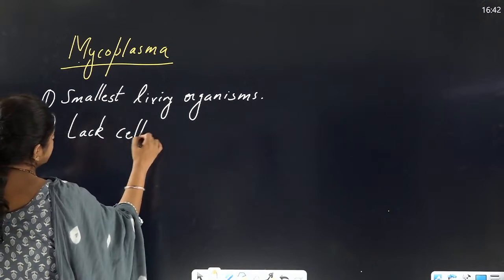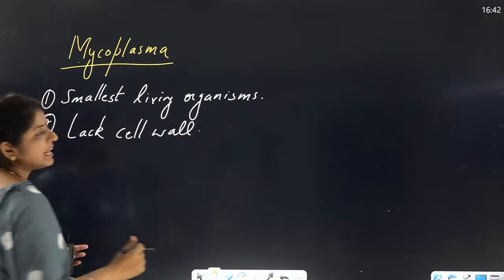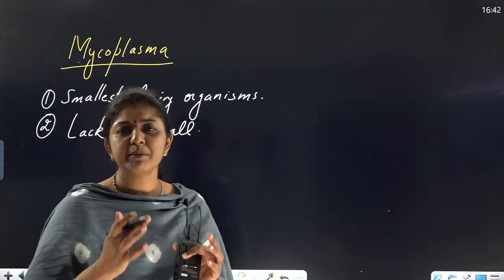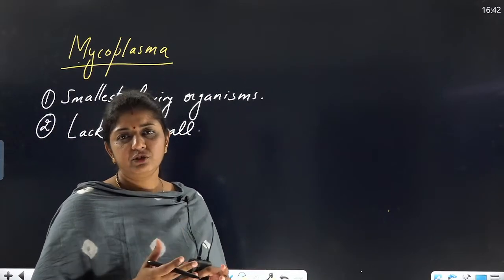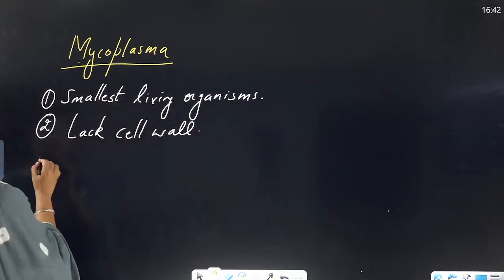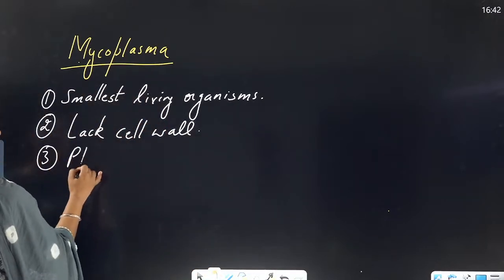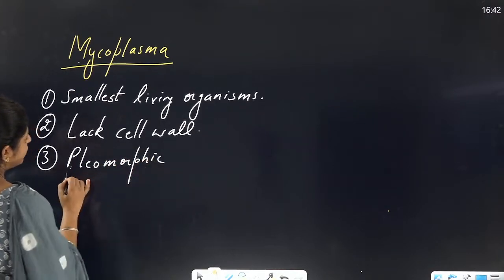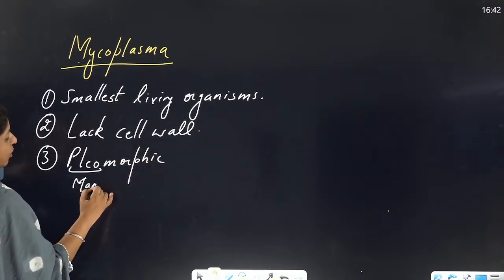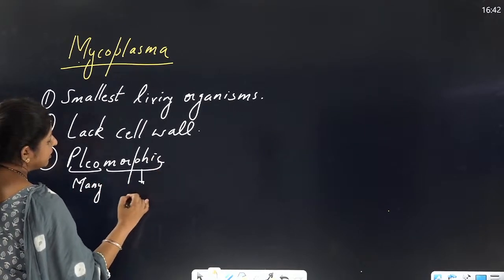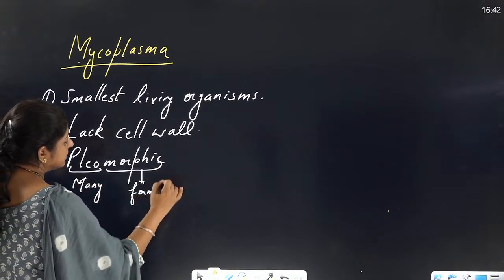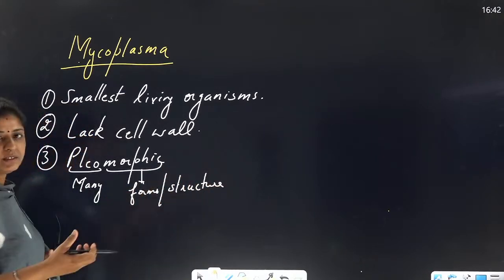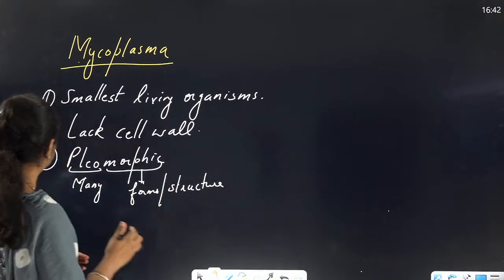They lack cell wall. Cell wall's function is to give the shape, rigidity and protection to the cell structure. So if cell wall is not there, can I say they will be pleomorphic? Pleomorphic means, pleo means many, morph means what? Forms or structures. So they will appear in different forms and structures, cell wall being absent, right?